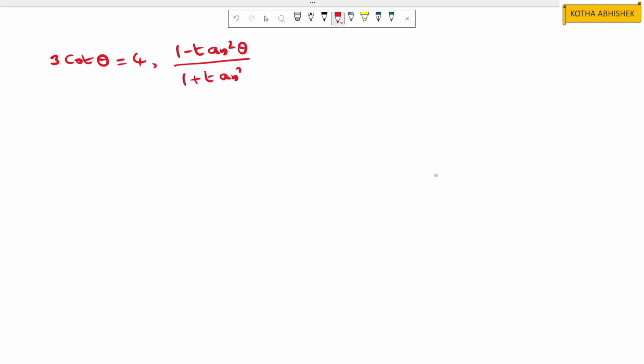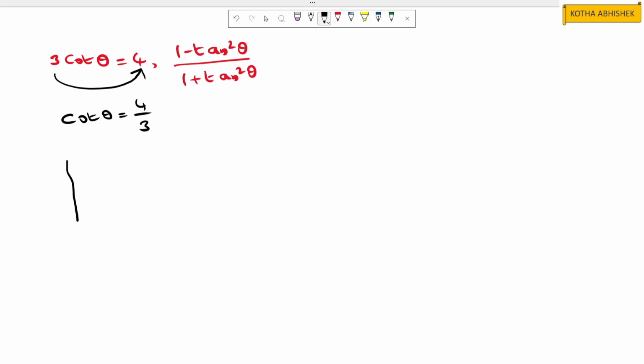Okay, let us take one more number. If 3 cot theta equals 4, then find the value of (1 minus tan square theta) divided by (1 plus tan square theta). Here 3 cot theta equals 4, right? First take this 3 to the right side. Here it is multiplication. If we take it to the other side, it will become division. So we will get cot theta equals 4 by 3.